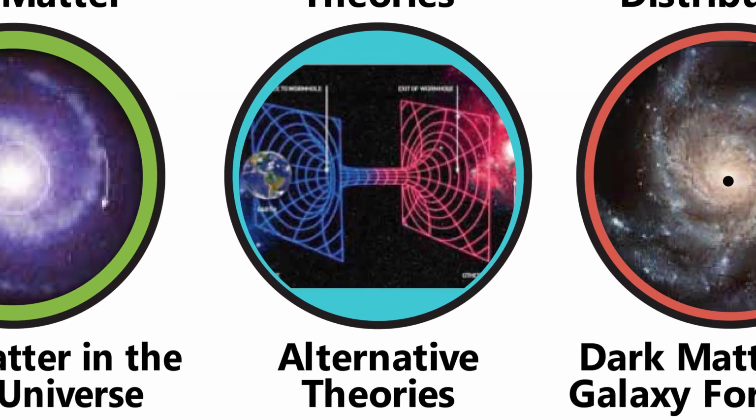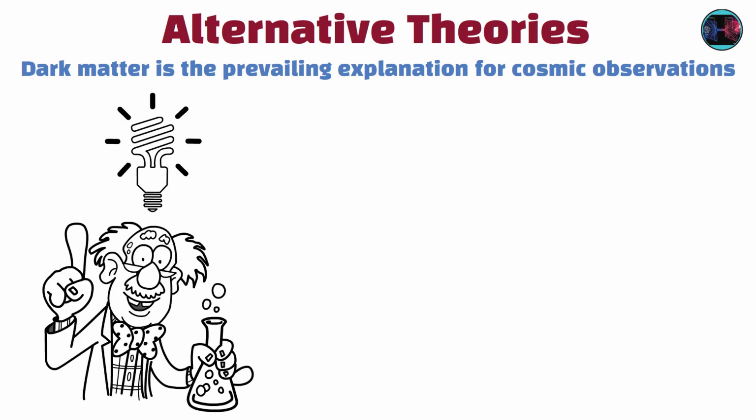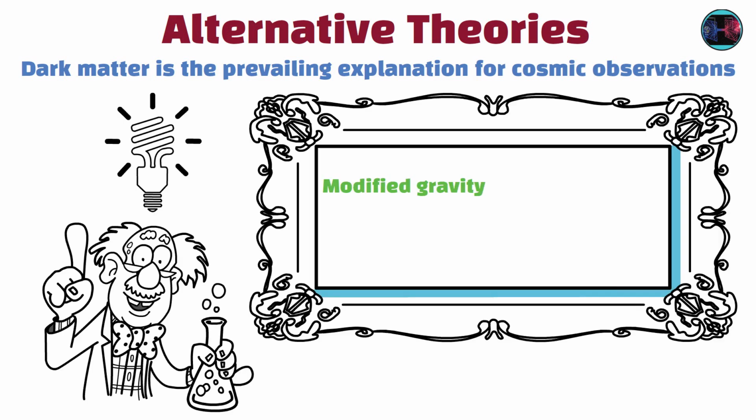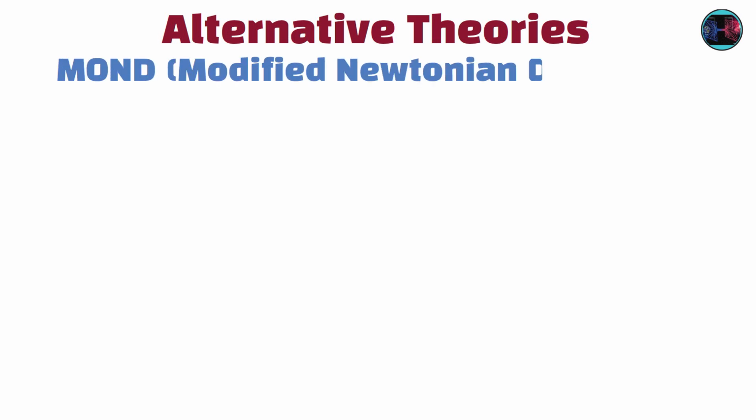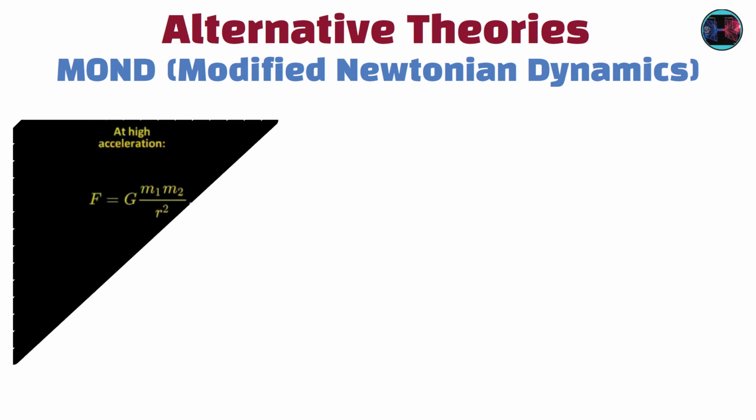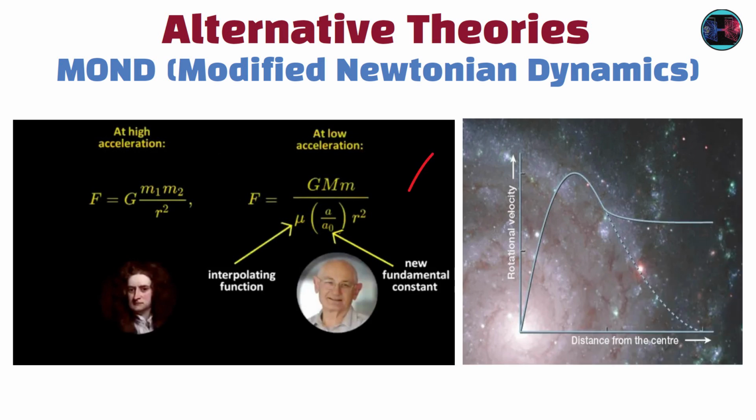Alternative theories. While dark matter is the prevailing explanation for cosmic observations, some scientists explore alternative ideas. Modified gravity theories propose changing our understanding of gravity rather than invoking unseen matter. Modified Newtonian dynamics, or MOND, suggests gravity behaves differently at very low accelerations typical in galaxies. This could explain galactic rotation curves without dark matter.